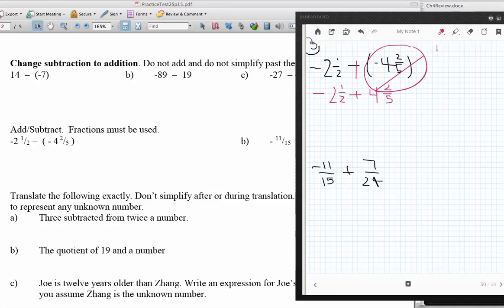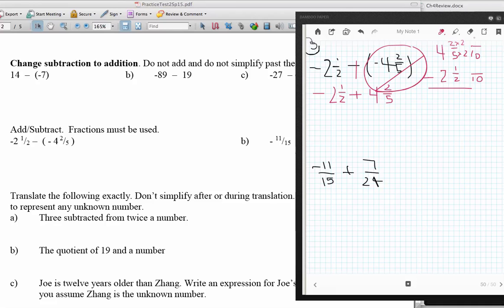So I'm going to have 4 and 2/5, and then I'm going to subtract 2 and 1/2. Now, of course, when we're doing fractions, we need to remember that we need to have a least common denominator and higher terms so we can subtract. Since 5 and 2 are both prime, their product, 10, is my least common denominator. To get from 5 to 10, I must multiply by 2. So whatever I do to the denominator, I do to the numerator.